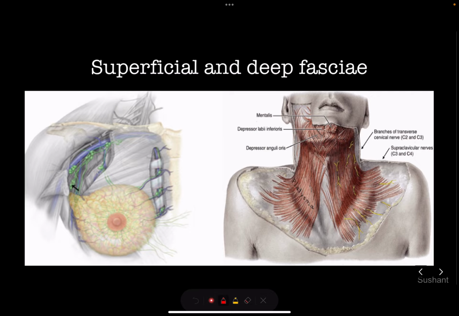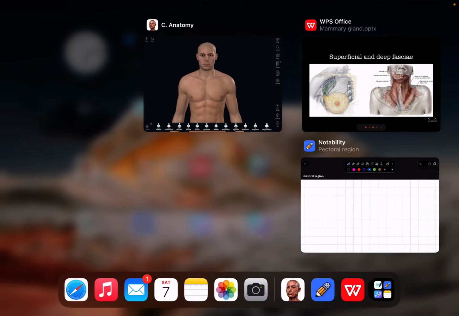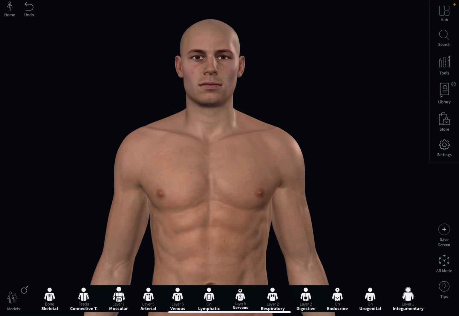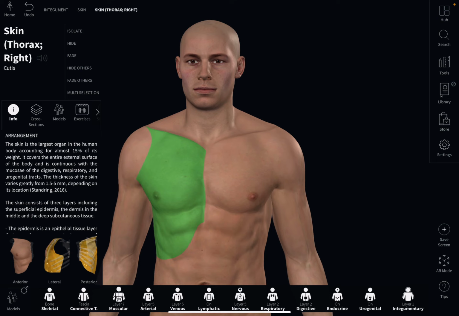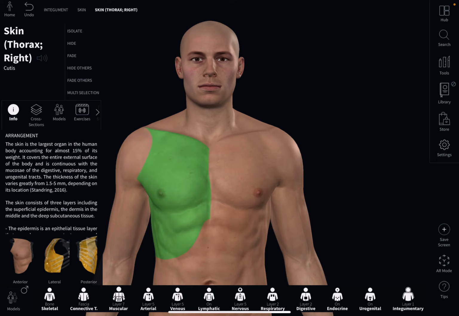Next, let us talk about the superficial and the deep fascia. Let me show you this model here. The highlighted part here is the pectoral region. This also includes an upper part of the abdomen.